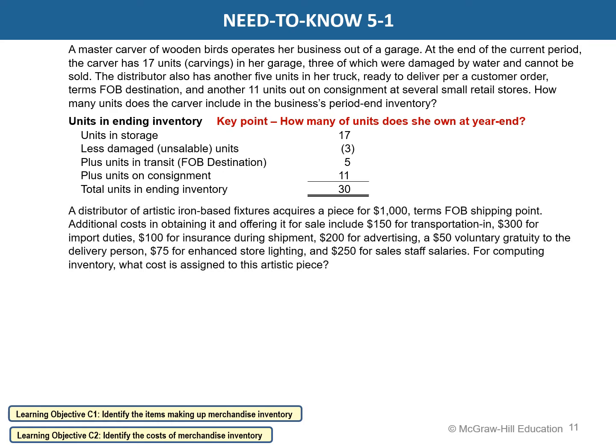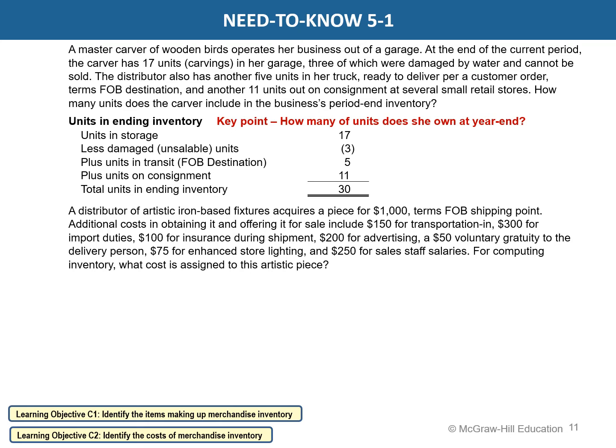All right, so then in the second one, a distributor of artistic iron-based fixtures acquires a piece for $1,000 FOB shipping point. Additional costs obtaining it and offering it for sale include $150 for transportation in, $300 for import duty, $100 for insurance, $200 for advertising, $50 for voluntary gratuity, $75 for store lighting, and $250 for sales staff salaries. With respect to computing the cost of the inventory, what do we include and what do we not?